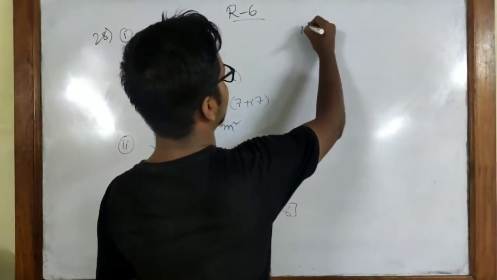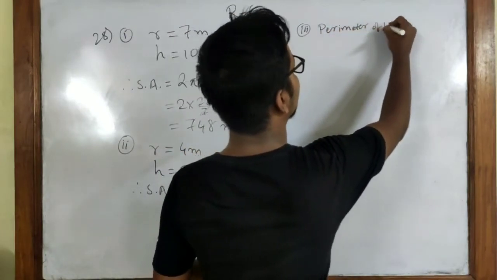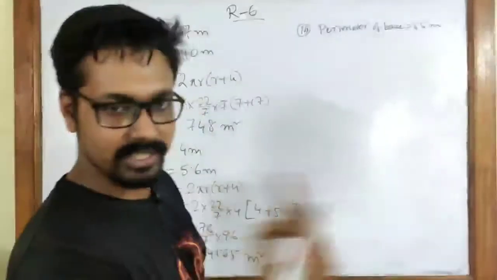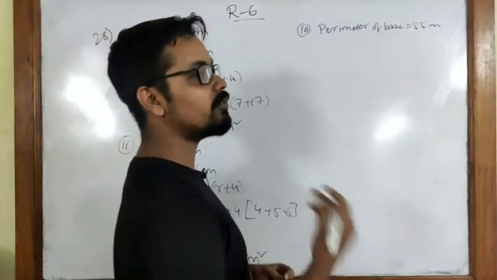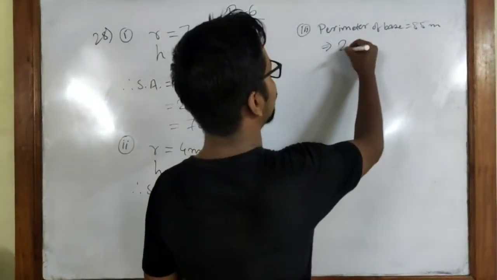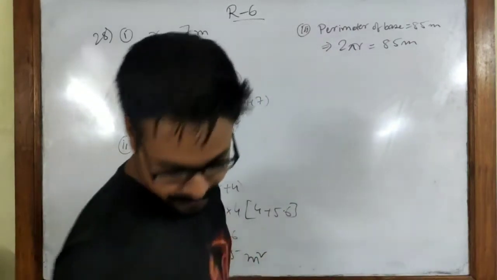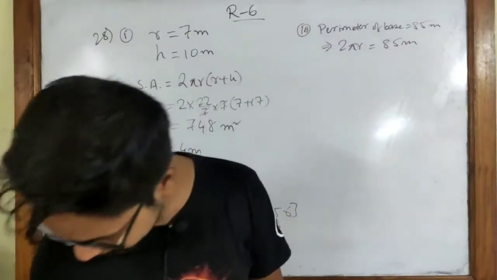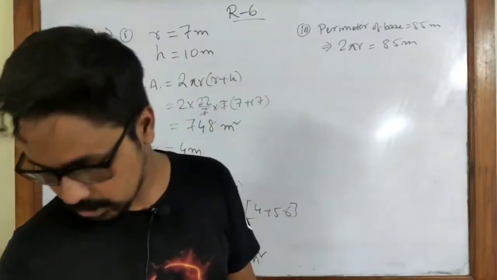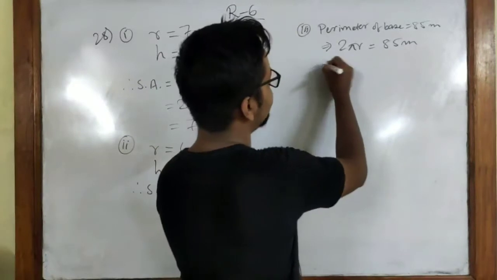So number 3, perimeter of base is 85 meter. Base means the circle, the circular part. Now perimeter of a base means the circumference of the base. So circumference formula is twice pi r equal to 85 meter. We have another part, the height is given, but we need to find the radius. So twice pi r is 85, but from here we need to find the radius.